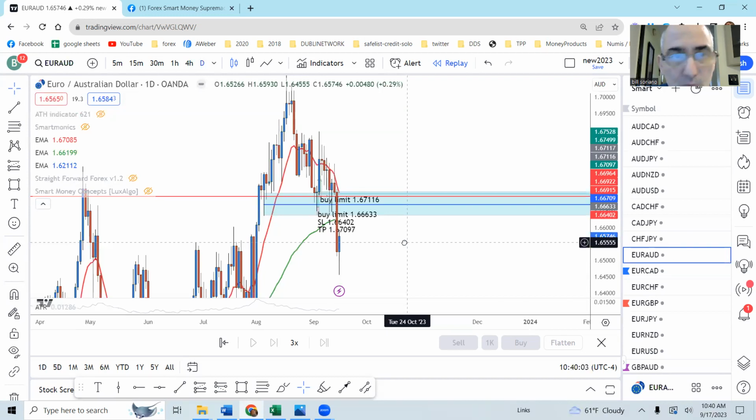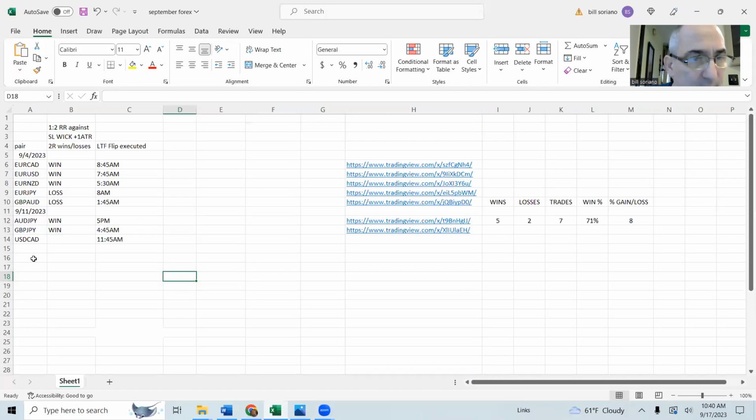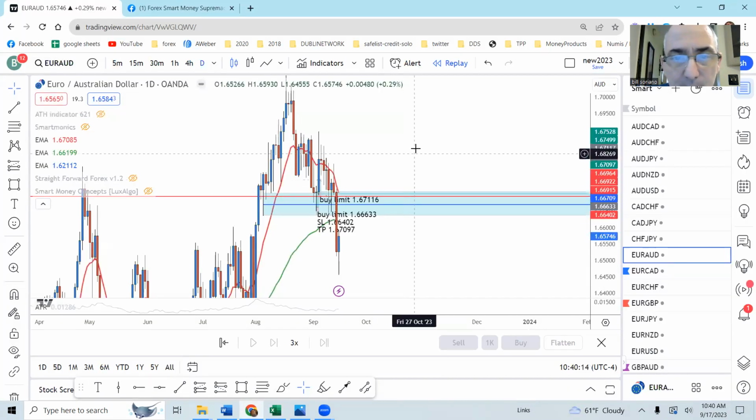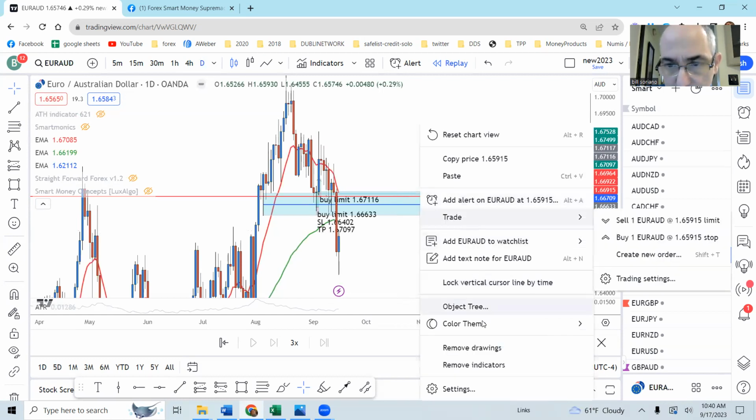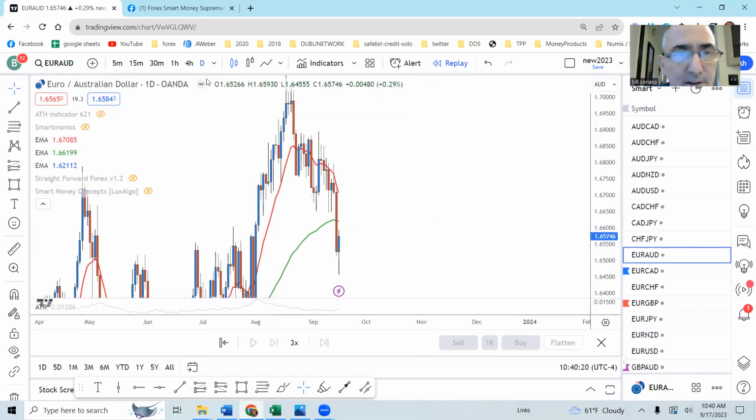Okay, I'm not sure what we had here. This was an old trade here. Let's see, EUR, AUD. Not sure what happened with that. I didn't have any record of that. Just remove these drawings here.